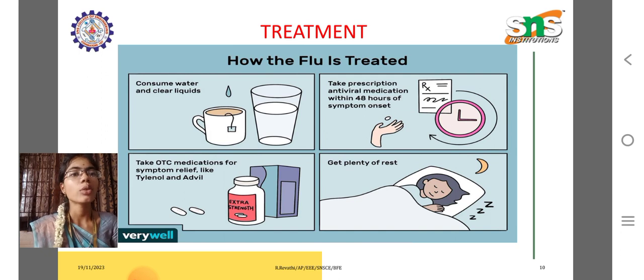Treatment. How is the flu treated? Consume water and clear liquids. Take liquid food to keep you in a hydrated state. Take prescription antiviral medication within 48 hours of symptom onset, and take OTC medications for symptom relief, like Tylenol and Advil. Get plenty of rest.